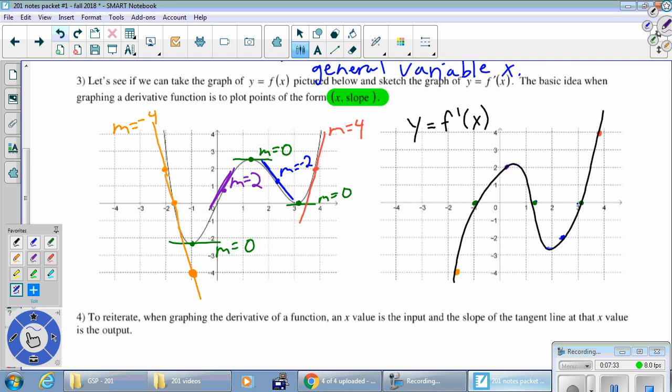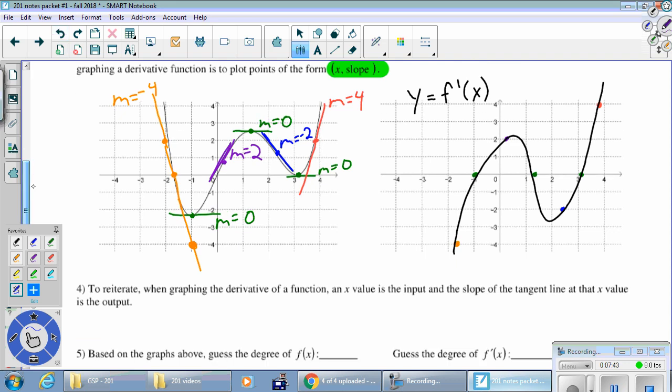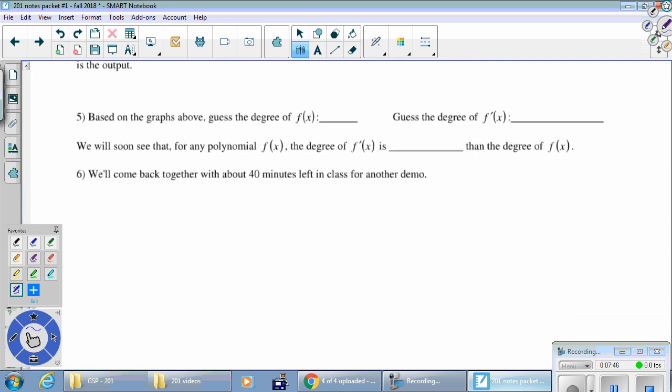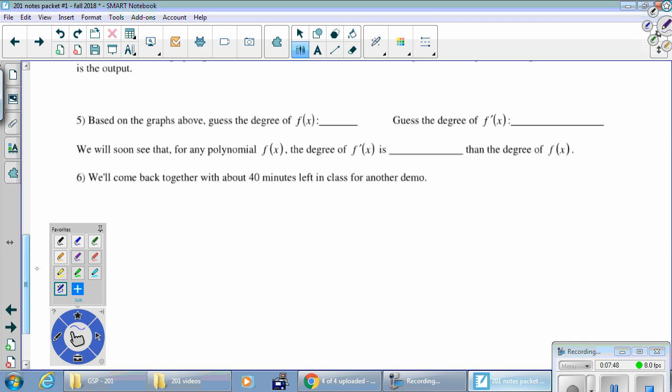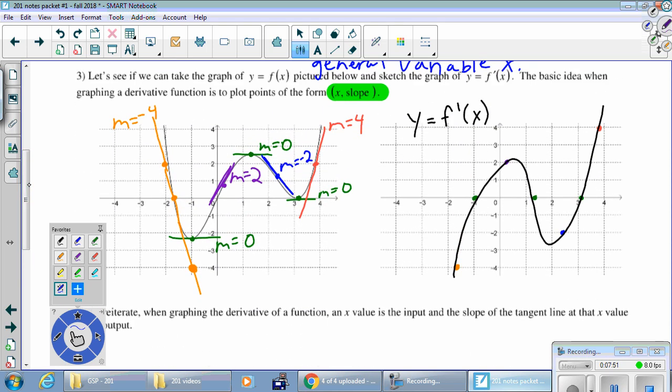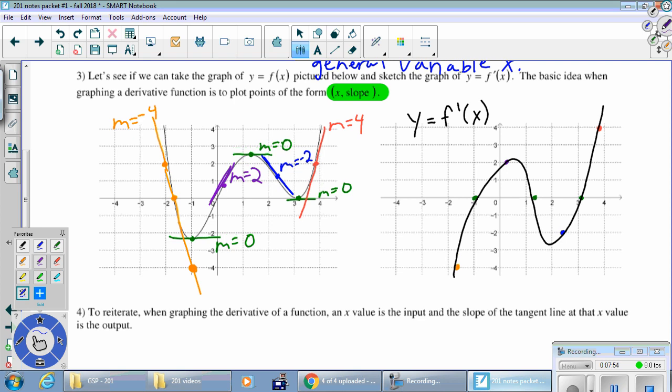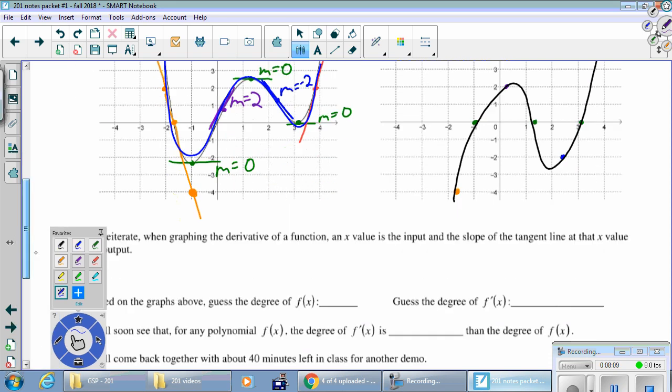Okay, so number 4, to reiterate, when graphing the derivative of a function, an x value is the input and the slope of the tangent line at that x value is the output. X comma slope. That's how you graph a derivative. Okay, based on the graphs above, let's guess the degree of f and then the degree of f prime. Okay, so f, if I count how many turning points it has, it's got 1 here, 2 here, 3 here. And we know that the number of turning points is at most 1 less than the degree. So if there's 3 turning points, then maybe this is a degree 4. It could be higher, but certainly it's not any less than degree 4.